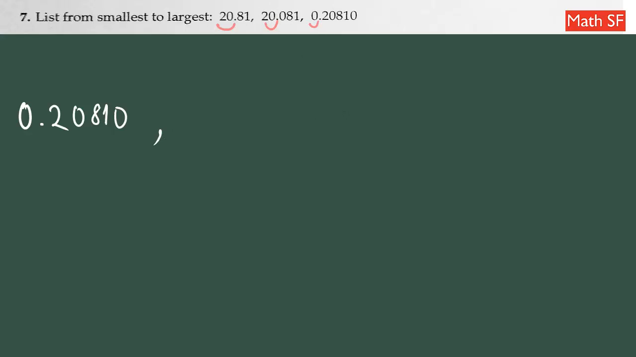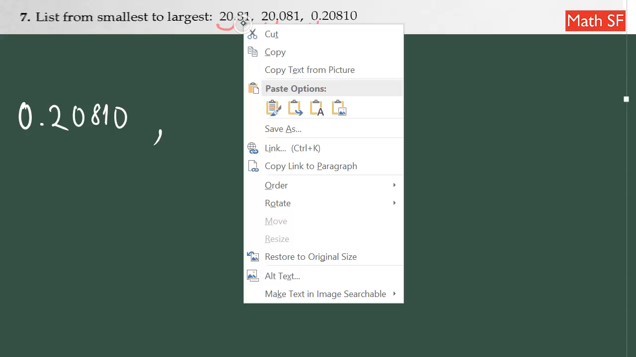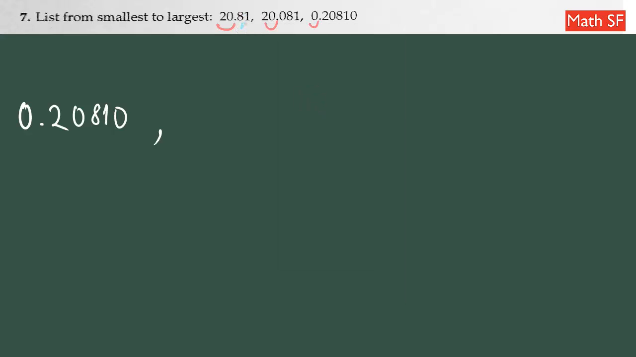Either this or this number. Well, let's compare them once again, digit by digit. So there's an 8 here, so there is an 8 here, and there is a 0 here. Well, this number with the 8 is larger than the 0, right? So the next number is going to be 20.081, and the biggest one will be 20.81.